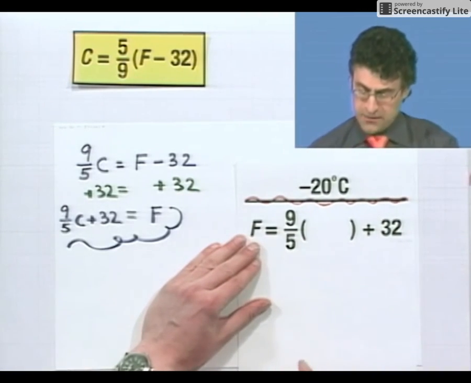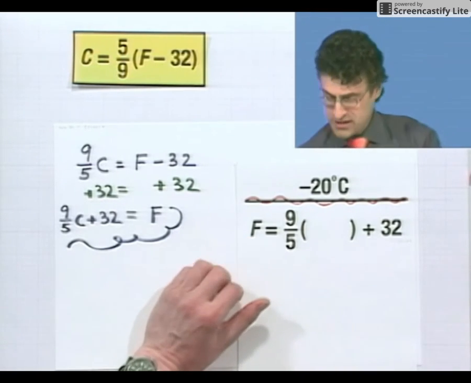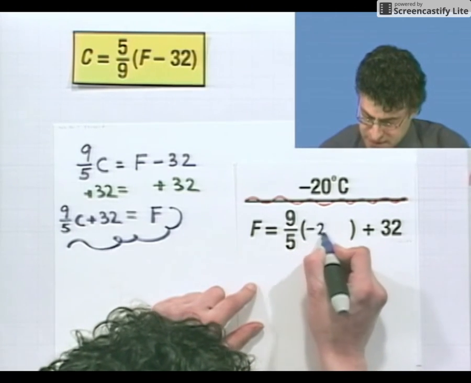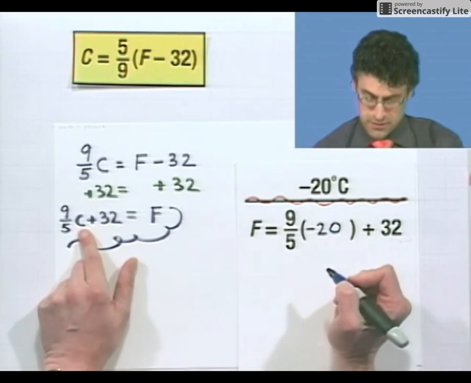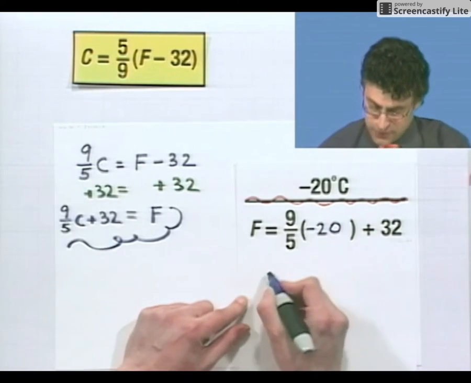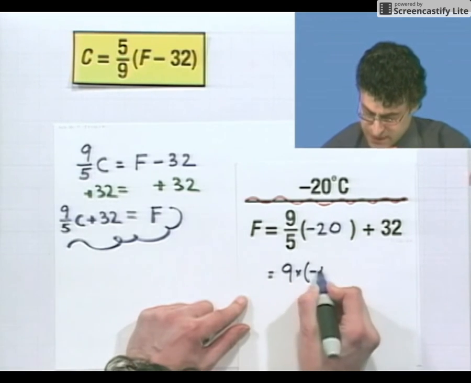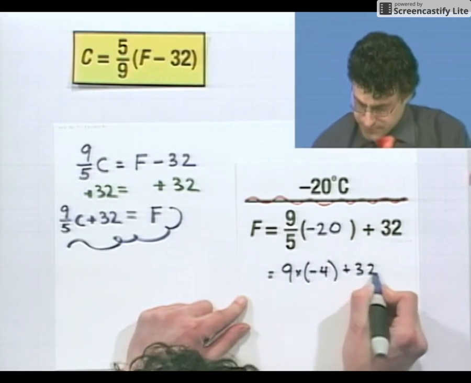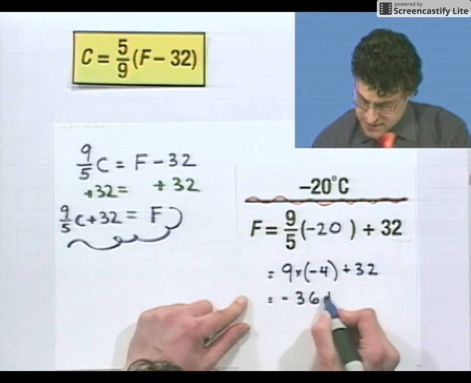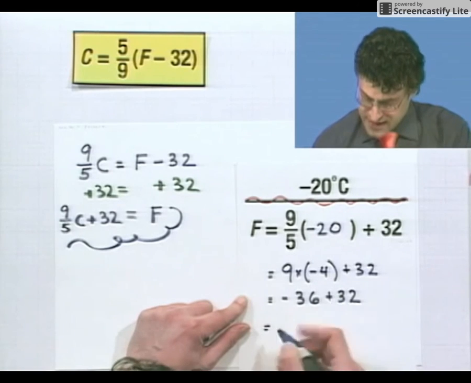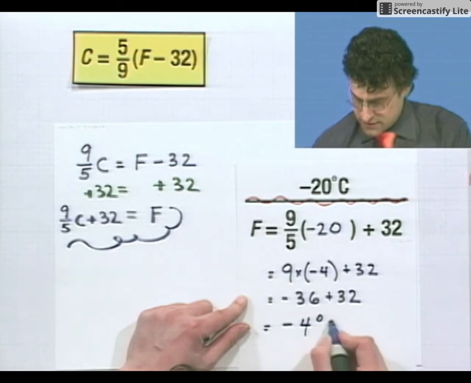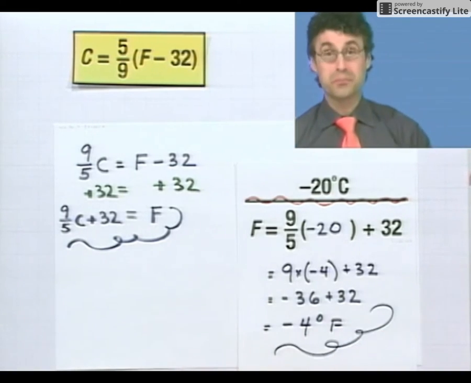Now, if you want negative 20 degrees Celsius, that's going to be a little bit colder, so I'm going to use blue, of course. So I put a negative 20 in for the C value. And I've got to now multiply that by 9/5. Well, negative 20 divided by 5 is actually negative 4. So this equals 9 times negative 4 plus 32. And 9 times negative 4 is negative 36 plus 32. And negative 36 plus 32 is negative 4 degrees Fahrenheit. And there you have it. Pretty cool. So let's try one.